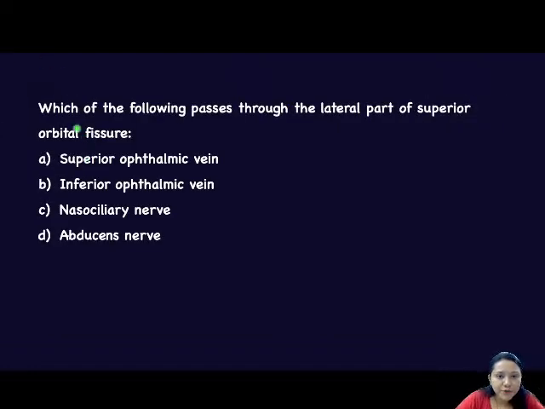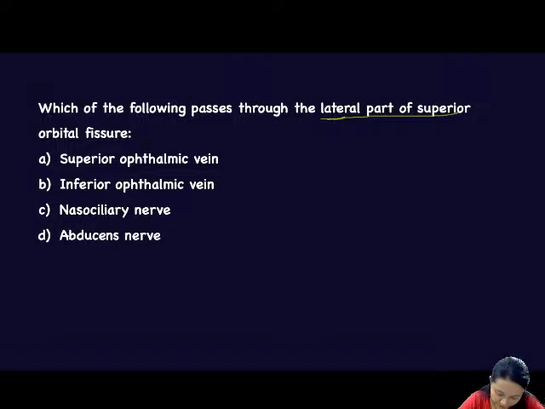The next question is, which of the following passes through the lateral part of the superior orbital fissure? They have mentioned the superolateral part. Which of the following passes through the superolateral part of the superior orbital fissure? So anybody who wants to answer this? Out of all these, they have given the superior ophthalmic vein, the inferior ophthalmic vein, the nasociliary and the abducens. I need an answer in the chat box.